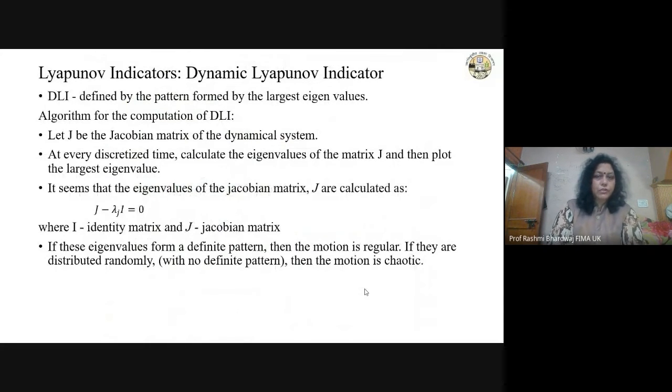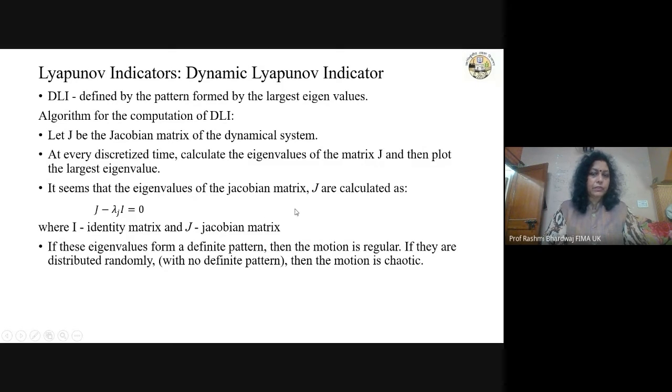Now, in 2006, in some examples, it was not showing chaos clearly. Then they discussed the Lyapunov indicators. There are different types of indicators. First is the DLI, which is known as the dynamic Lyapunov indicator. It is defined by the pattern found by the largest eigenvalue. So the algorithm is: J is the Jacobian matrix. At every time, we calculate the eigenvalues of the matrix, and then we plot the largest eigenvalue.